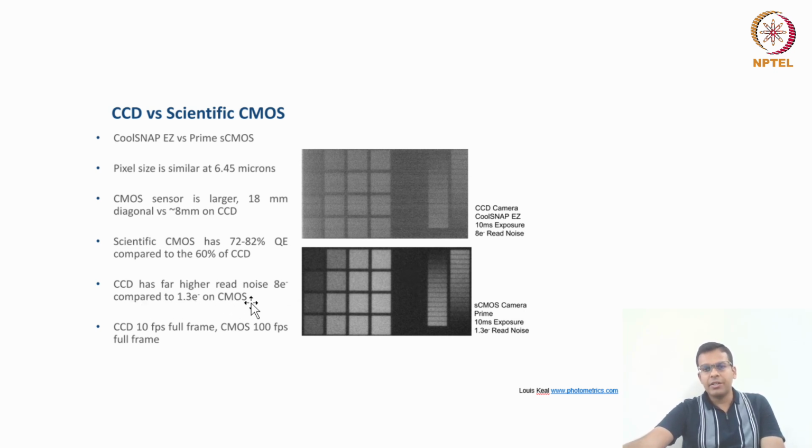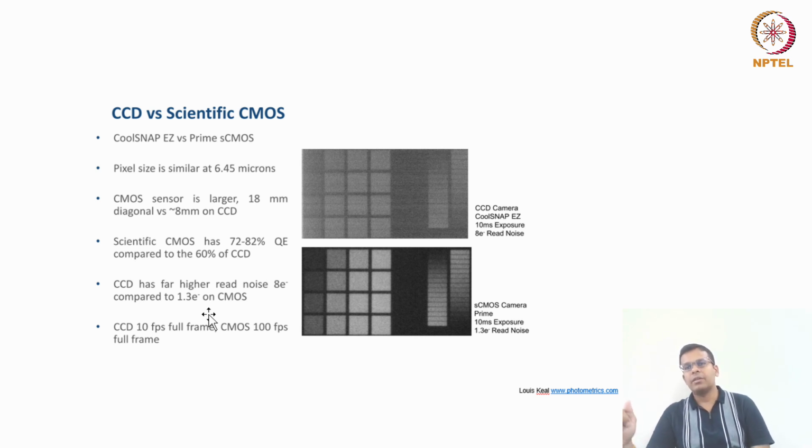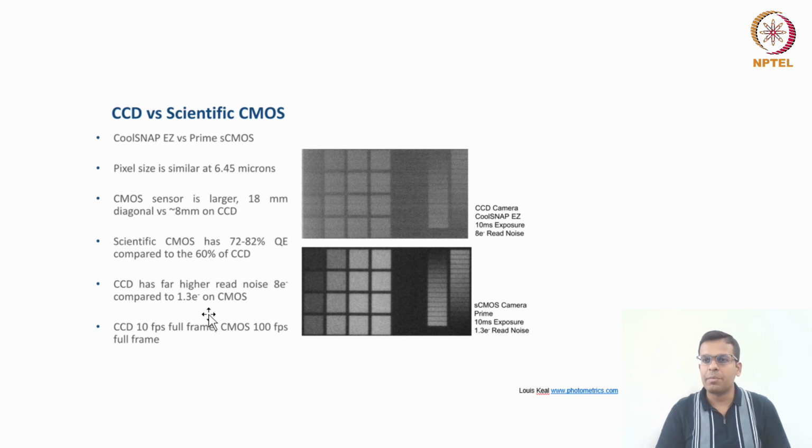CCD has far higher read noise, 8 electrons compared to 1.3 electrons on CMOS, and CCD offers 10 FPS full frame imaging speed, whereas CMOS offers 100 FPS full frame imaging speed. Here the processing takes a long time, so you cannot go for fast imaging, whereas in CMOS there are multiple ADCs, analog to digital converters, and each pixel has its own capacitor and amplifier. Because of that the speed is increased due to parallelization.